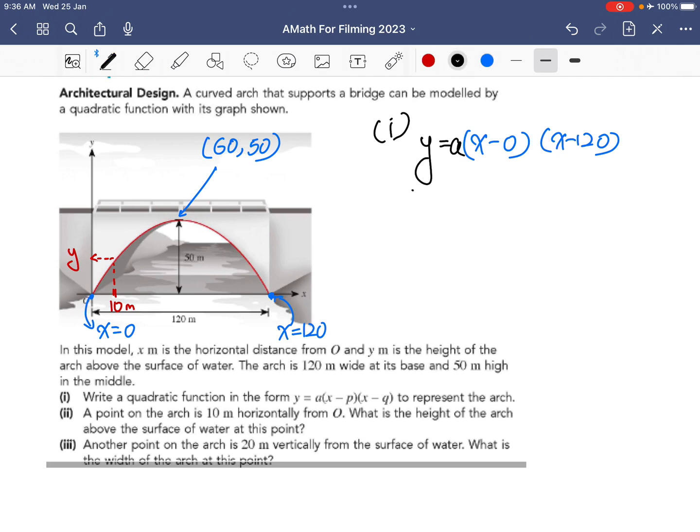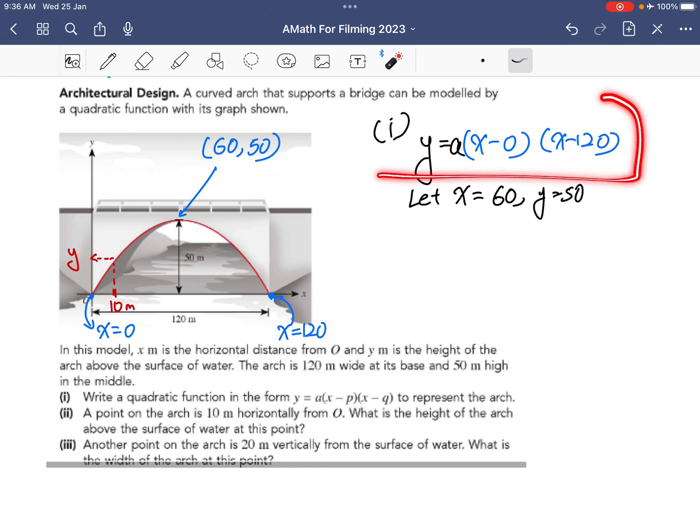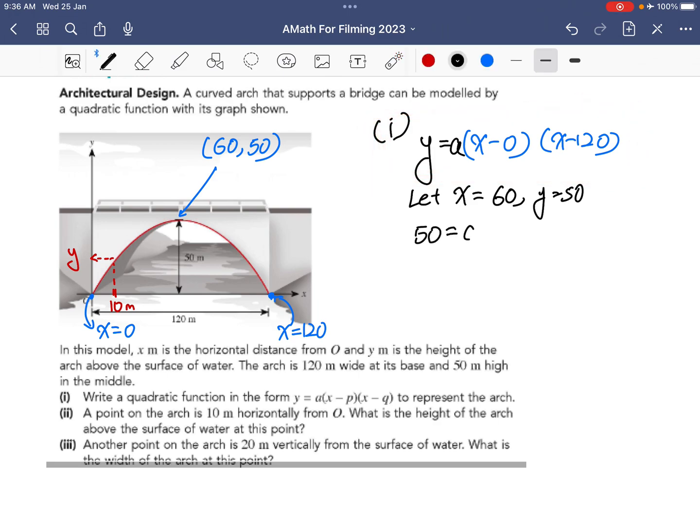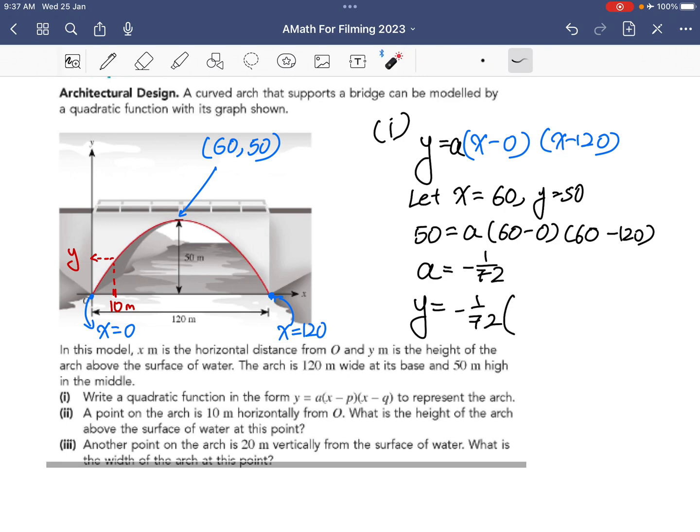So if I know that this is 60 and 50, I can let x equal 60 and y equal 50. When I do this, I substitute it into the equation I formed earlier. What I get is 50 equals a(60 minus 0)(60 minus 120). If you solve, my a value is negative 1 over 72. Hence, my function is y equals negative 1 over 72.